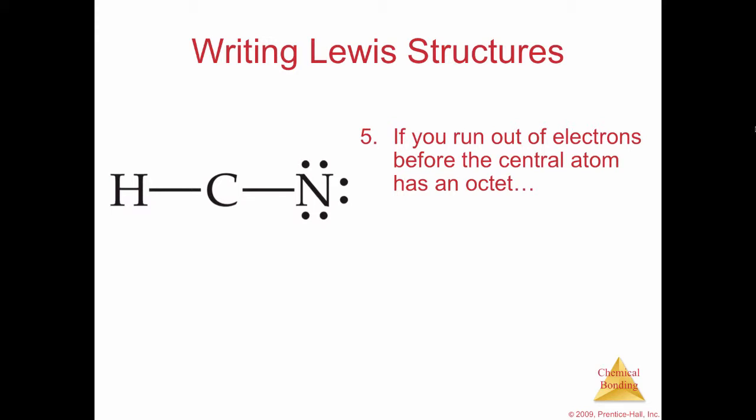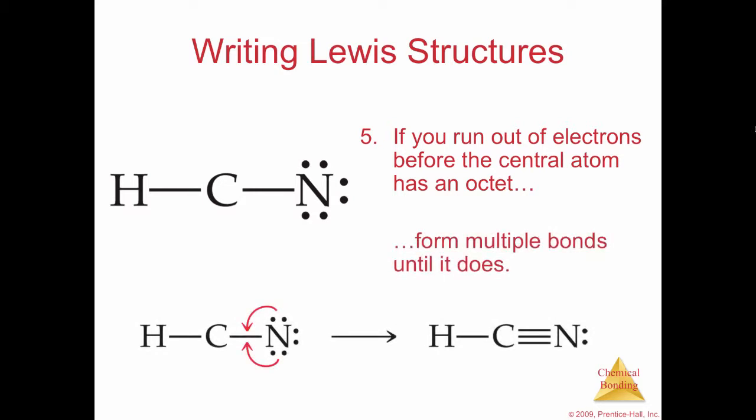If you run out of electrons before the central atom has an octet, then you should form multiple bonds until it does. So this is the case of a double bond or a triple bond.